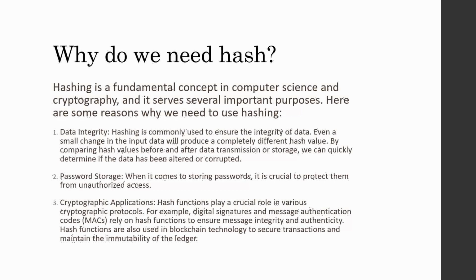So when you're working with blockchain technology, you learn a lot of things like Bitcoin, then something like digital signatures. A lot of these cryptography applications come under blockchain technology. So hash functions are also used in blockchain technology to secure transactions and maintain the immutability of the ledger. The ledger and all is something which comes under blockchain technology. So I hope you have understood one of the major reasons why we need hashing and why it is very important.